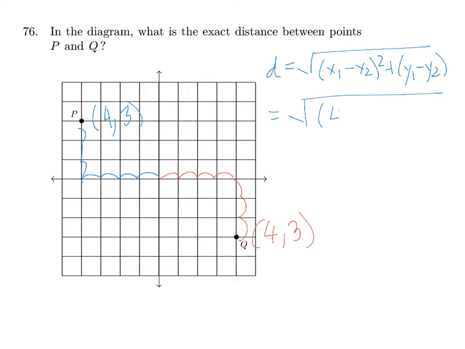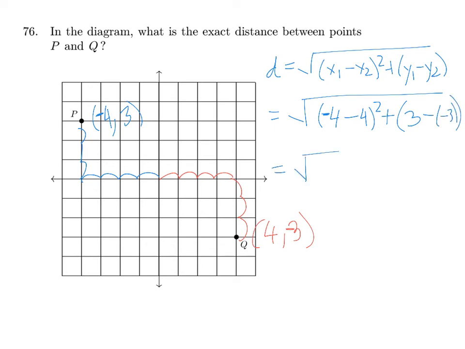So x1 is 4 minus x2, which is, oh, I did something wrong. That's negative. Watch out for those negatives. And that's negative 2. Son of a gun. Missed both of those negatives. At least I caught myself. So that's negative 4. Negative 4 minus x2, which is 4, plus y1, which is 3, minus y2, which is negative 3.